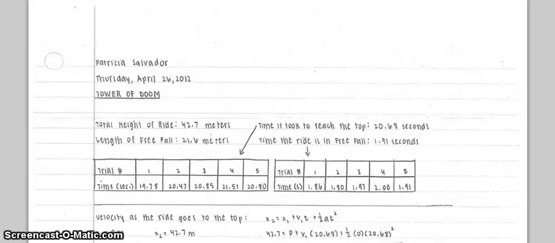I did 5 trials for each data that I needed to collect, which was the time it took to reach the top and the time the ride is in free fall. And after averaging them all out, the time I got for it to reach the top is 20.68 seconds, and the time the ride is in free fall is 1.91 seconds.